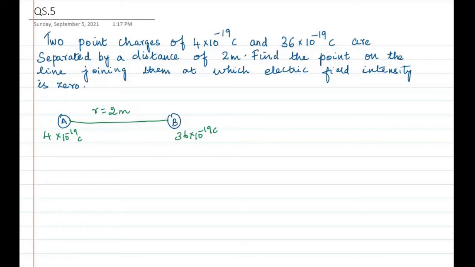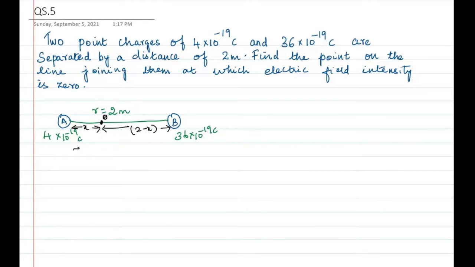Now we randomly assume a point where the electric field is 0. Let the point be O. At this point O the electric field is 0, but we don't know at what distance it is from A as well as from B. So we assume it is at x distance from A. The total from A to B is 2, from O to A it is x, and the remaining, from O to B, will be 2 minus x.